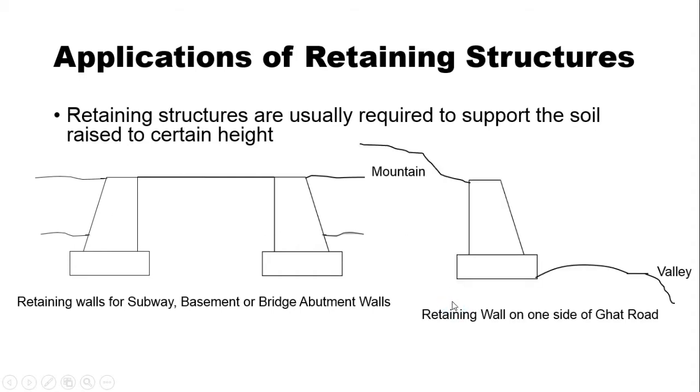Another example we can see in hilly or mountainous areas, when we are required to construct a road in the form of ghat roads. Then on one side there is a valley and on another side there is a mountain, and there are chances that this part of the mountain which we have cut for construction of this road may come down, and a landslide may occur. So in order to avoid any mishap, we construct a retaining structure like this, which retains this material and prevents it from coming down to the road.